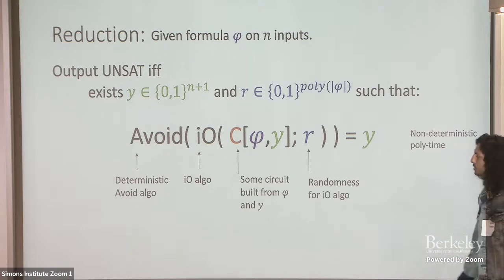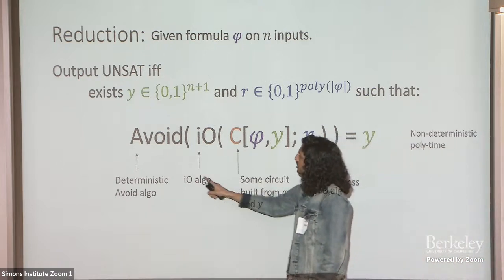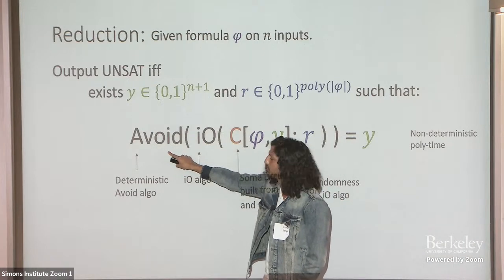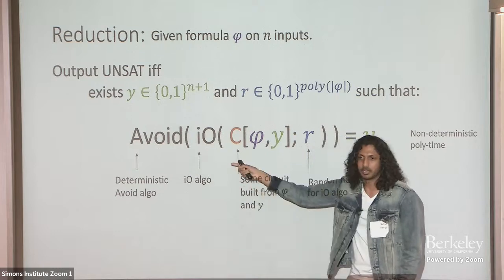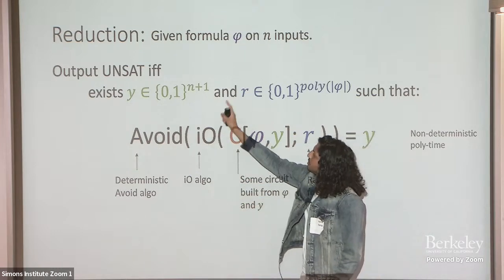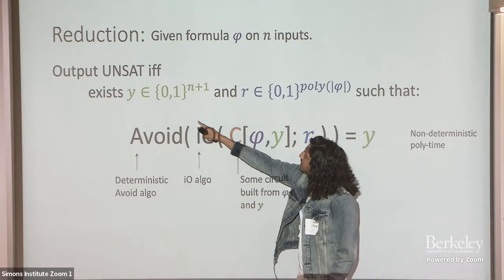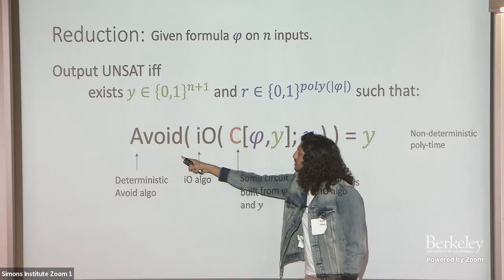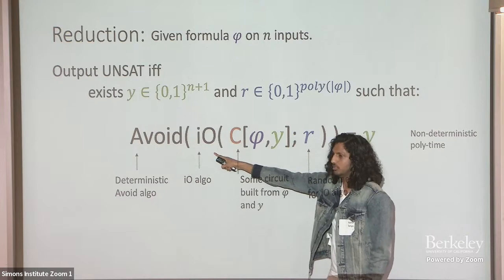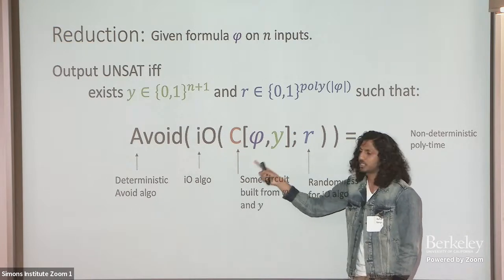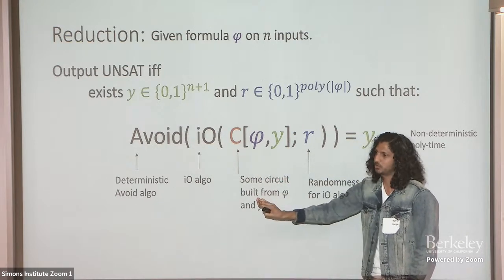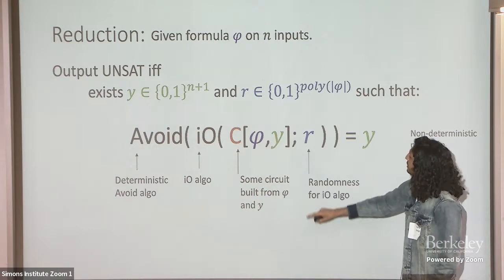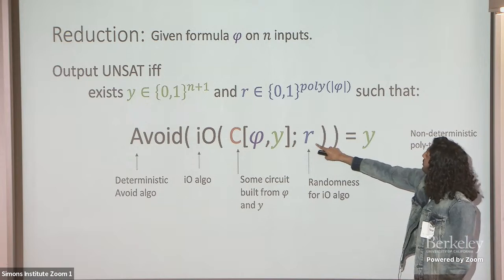So what is this condition? I'm going to use notation. I'm going to let Avoid stand for its deterministic algorithm. I'm going to let IO stand for its algorithm. So what I'm going to say is you have to output unsatisfiable if you can guess a y and an r, such that when you run the Avoid algorithm on the obfuscation of some circuit, I actually haven't told you what the circuit is yet. We'll come back to it. It's some circuit that you can construct given phi and y. Come back to it later. With randomness r, you get back y.